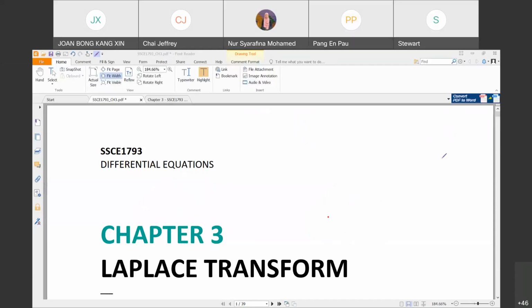So our next chapter is on Laplace transform. We are going to apply some transformation to a function. Okay, why do we have to transform? From what form to what form? That is why you will learn this Laplace transform.